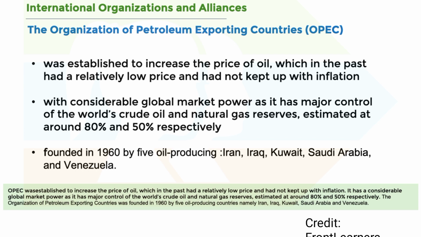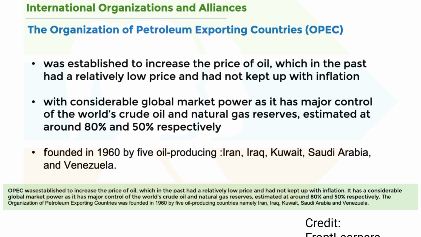OPEC, Organization of Petroleum Exporting Countries, was established to increase the price of oil, which in the past had a relatively low price and had not kept up with inflation. It has a considerable global market power as it has major control of the world's crude oil and natural gas reserves, estimated at around 80% and 50% respectively.